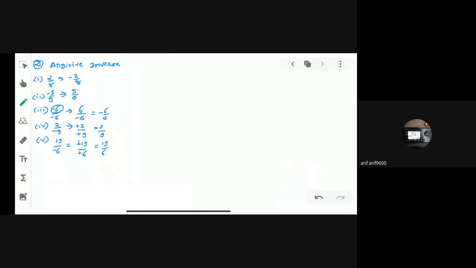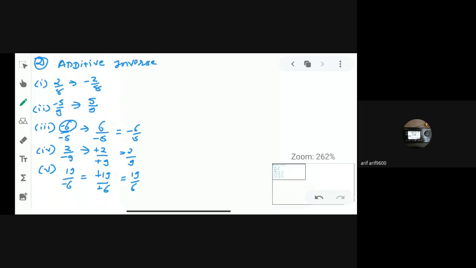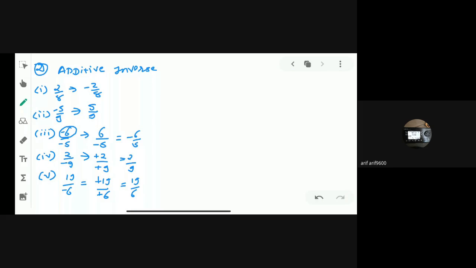So it is your question number 2. Please write down question number 2. We have to show that whenever you take the additive inverse, we are changing the sign of the numerator only. And then if we have a negative sign in the denominator, we cut these two negative signs and the number becomes positive.